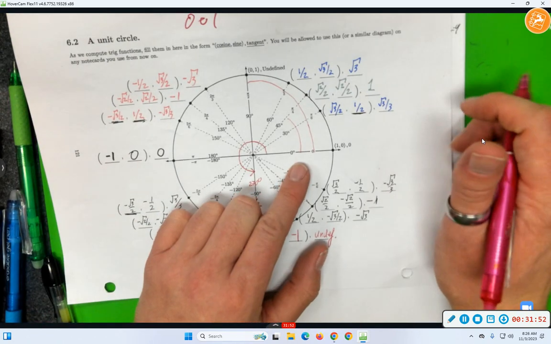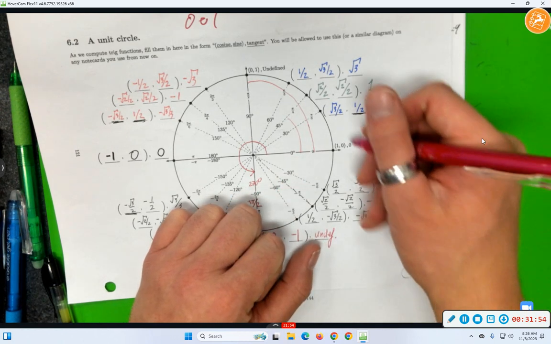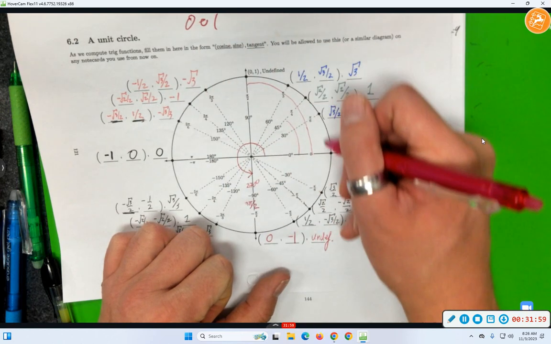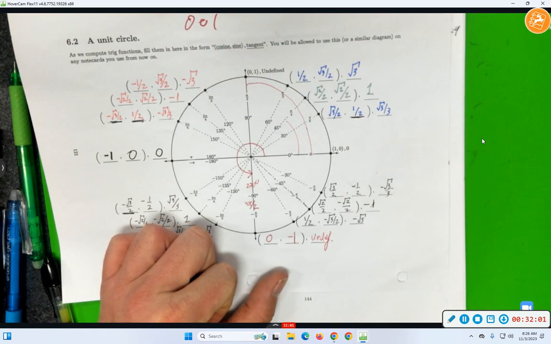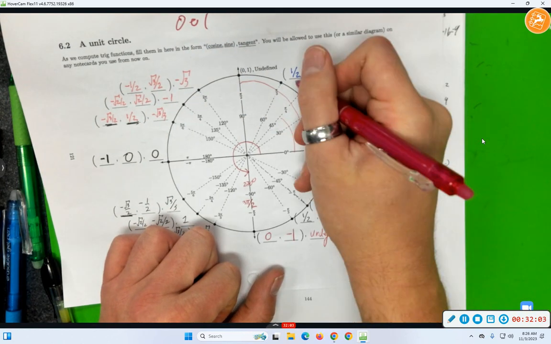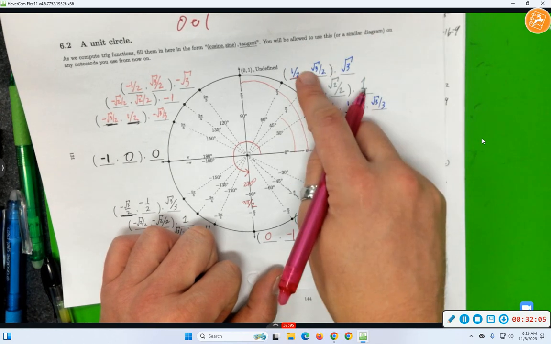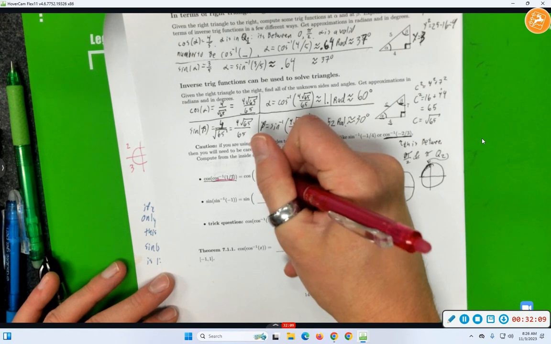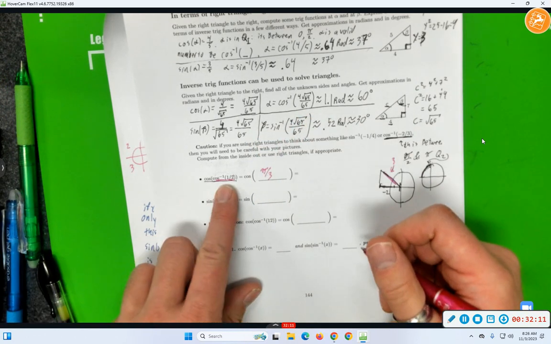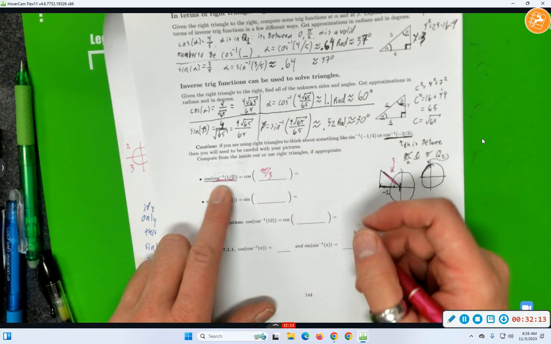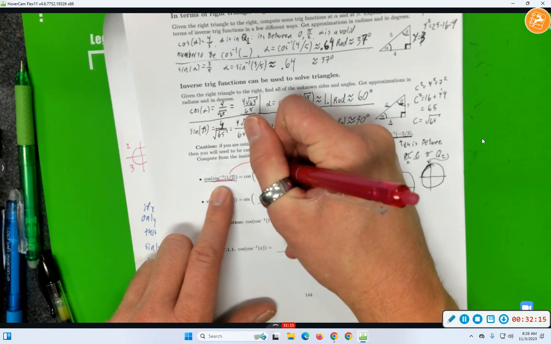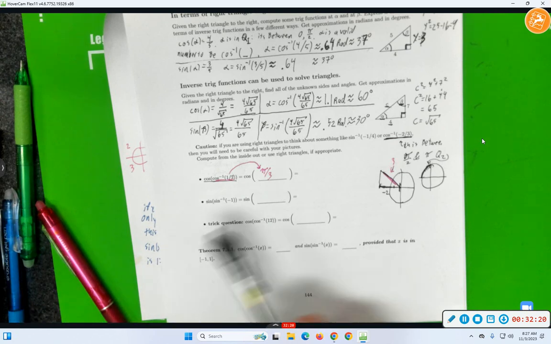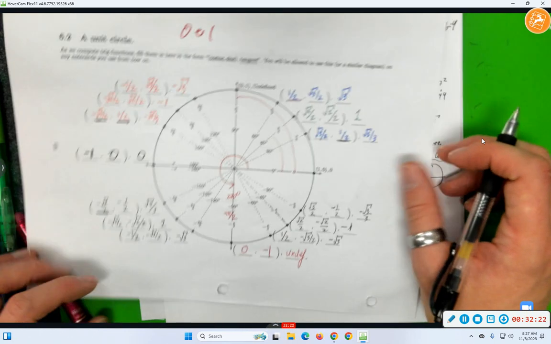So how do you compute inverse cosine of 1/2? Well, you look for an angle between 0 and pi. In this range, where cosine is 1/2, that gives me pi over 3. So cosine of inverse cosine of 1/2 is cosine of pi over 3, because inverse cosine of 1/2 is pi over 3. All right, let's go back to the unit circle and compute that.